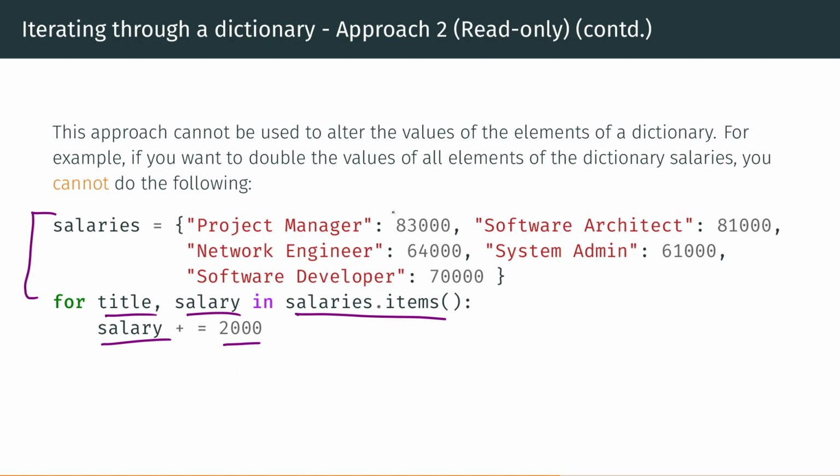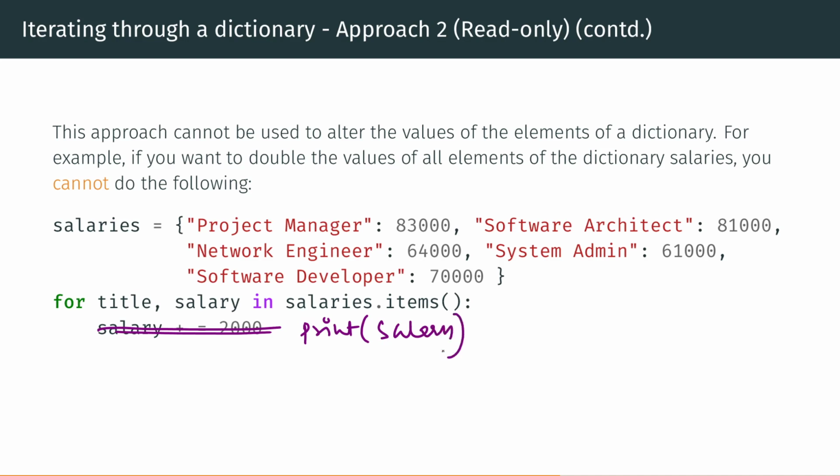Now as you know, this will not change the original values. So when you print the dictionary after running this piece of code, these numbers would be unchanged. They will not change because of the salary variable. If you were to say print salary, it would print 83,000, 81,000. And by the way, it may not print in this order. There is no order, so it may print this one first and then this one and then this one.